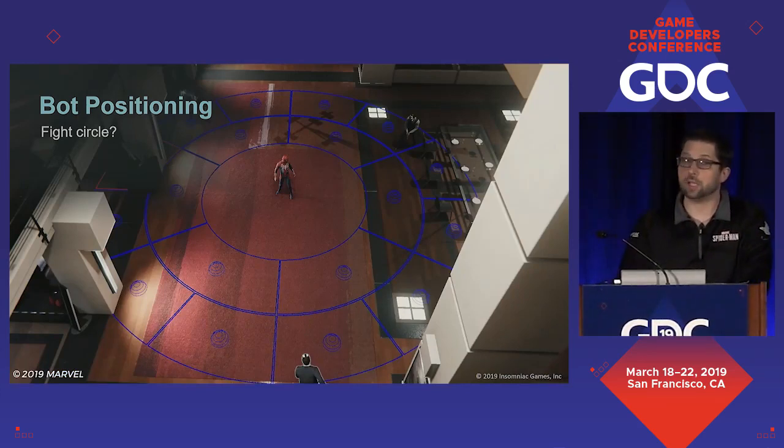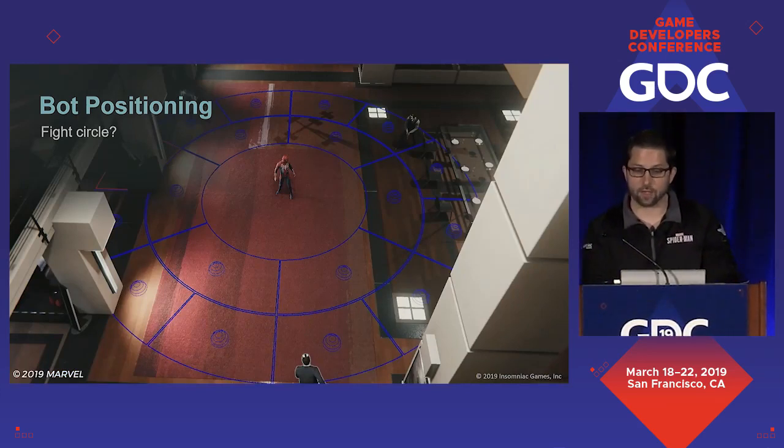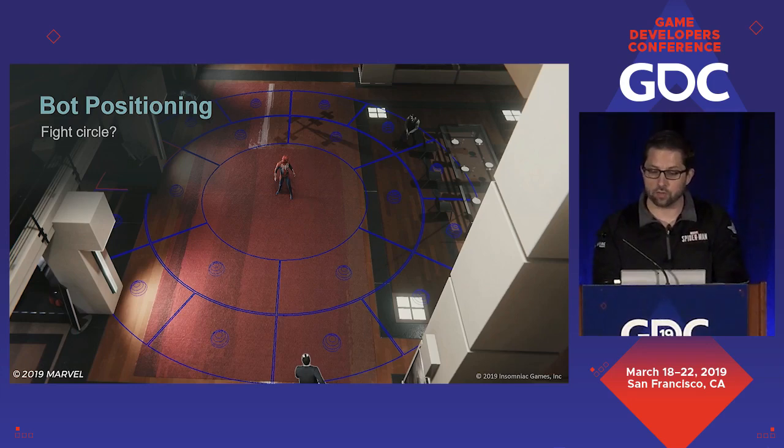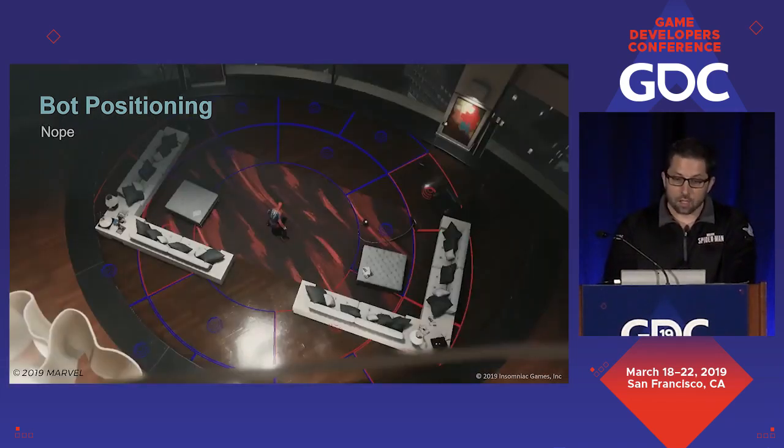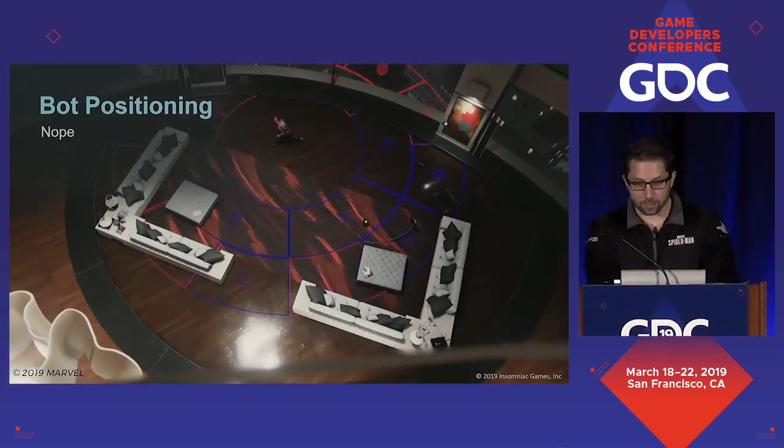We started by using a fight circle like this. We divide the area around the player into wedges, and then we'd repeat with more wedges for additional rings as needed. We'd do some nav tests to see that each wedge is on nav, and then we'd assign each enemy to the wedge he was closest to. This didn't work for two main reasons.